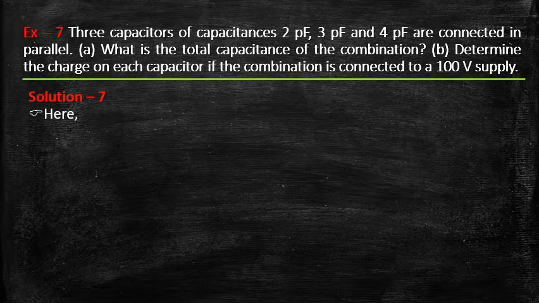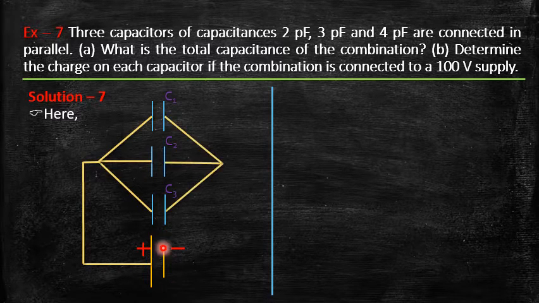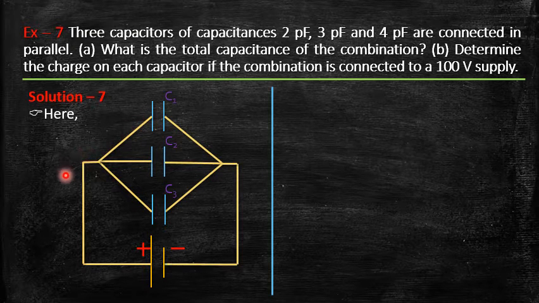We are told that C1 is 2 picofarad, C2 is 3 picofarad, C3 is 4 picofarad. So here are the three capacitors C1, C2, C3, maybe this is 2, 3 and 4 picofarad, and here is the battery of 100 volt. And how are they connected? They are connected in parallel. It means that individually C1 is connected with the battery, C2 is connected with the battery, C3 is also connected with the battery directly. So what happens here?